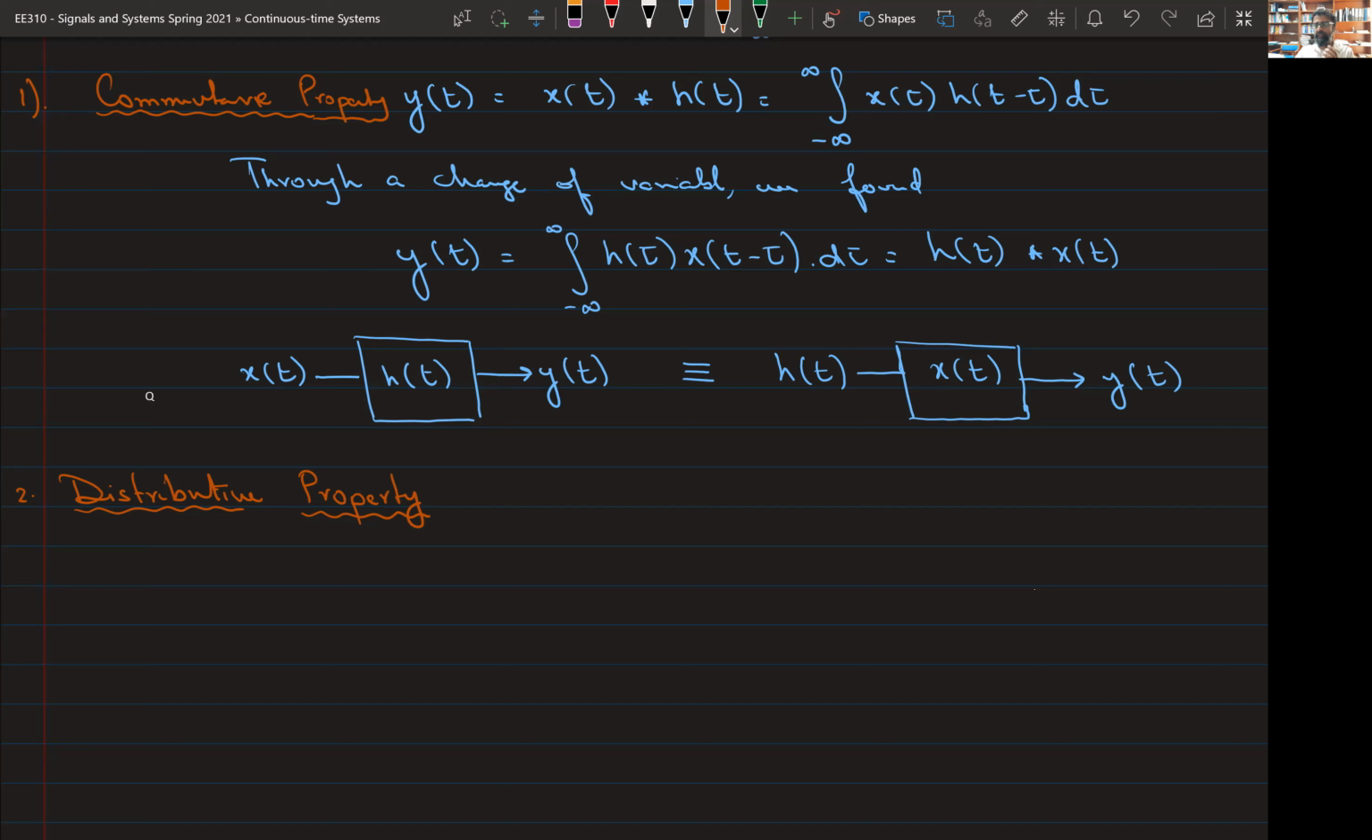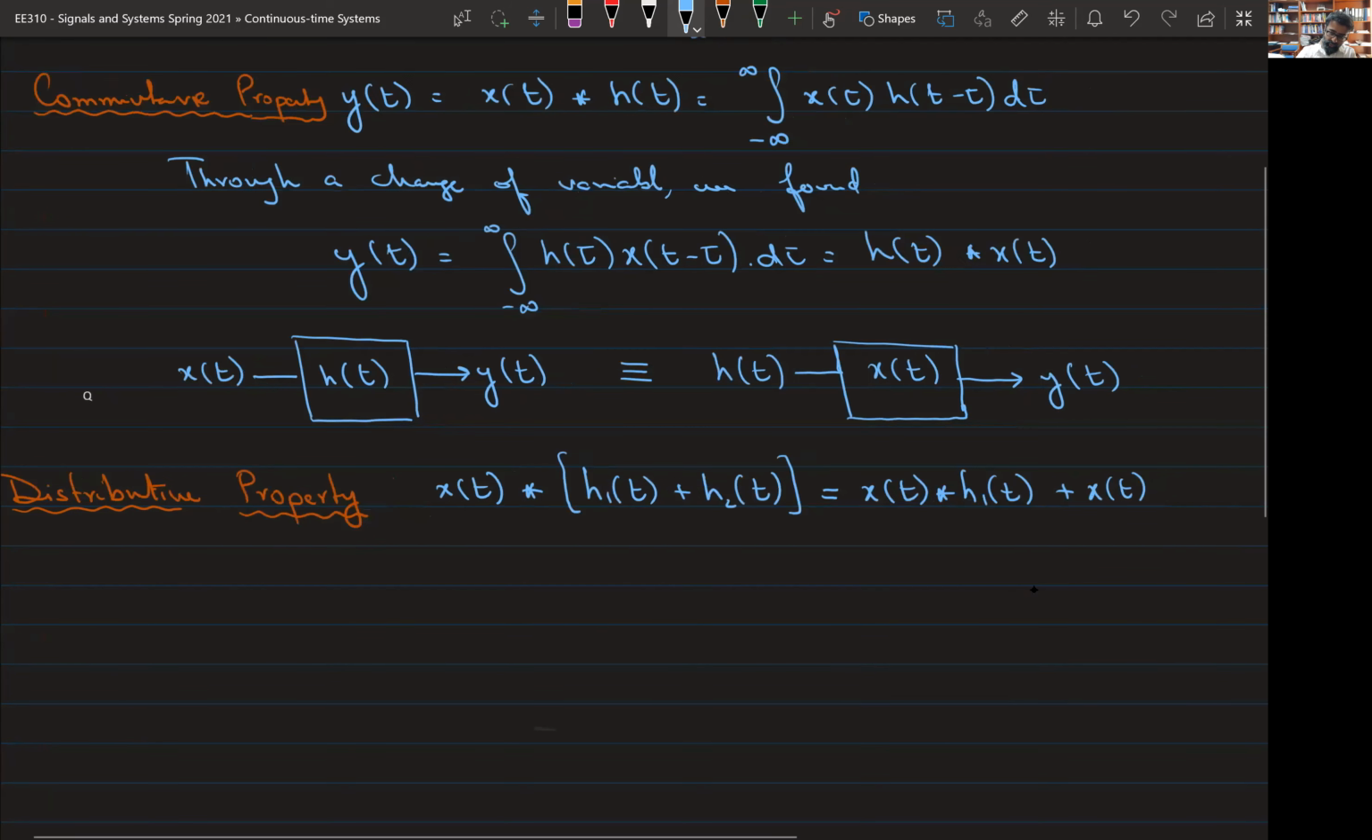So A multiplied by the bracket of B plus C is equal to A times B plus A times C. Similarly, we say that the convolution operation also distributes over addition. In other words, this property states that x of t convolved with the bracket h1 of t plus h2 of t is equal to x of t convolved with h1 of t plus x of t convolved with h2 of t.